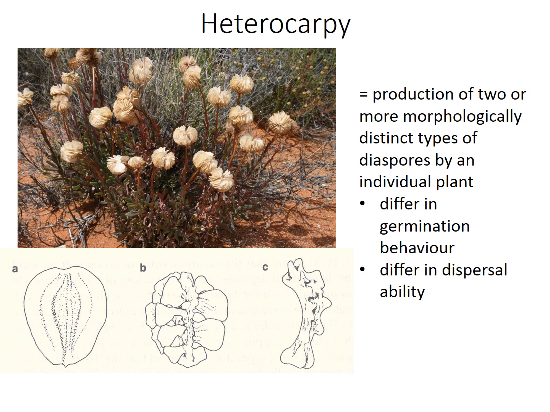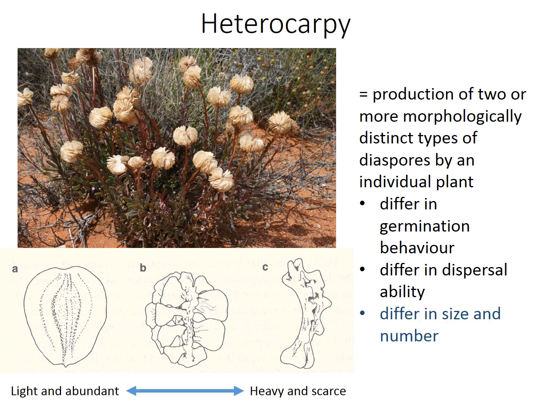For example, you can see this daisy here in the picture. In one of those inflorescences, it'll actually produce 3 different types of seeds. These seeds differ in their germination behavior, they differ in their dispersal ability, and they even differ in the size and number that are produced.